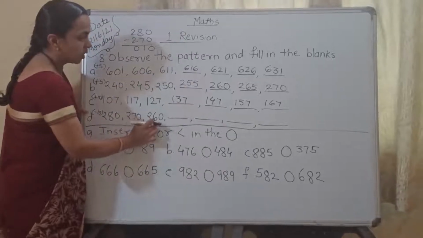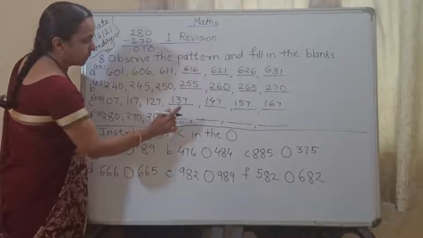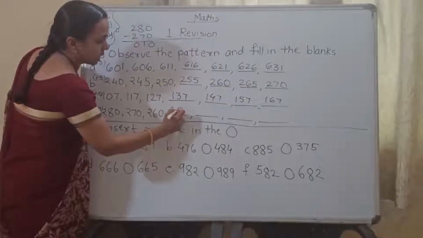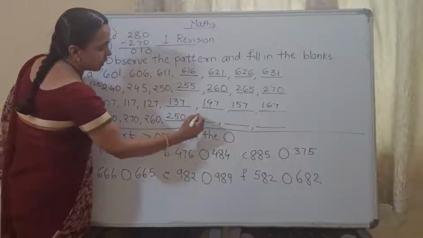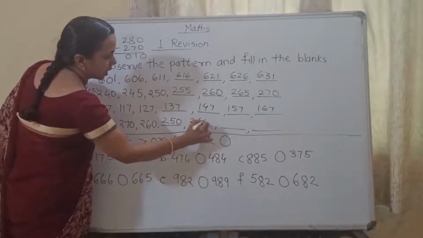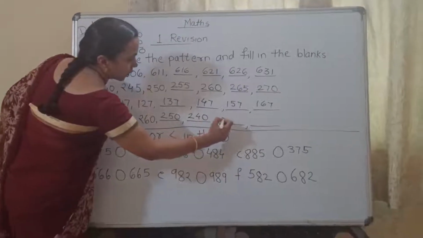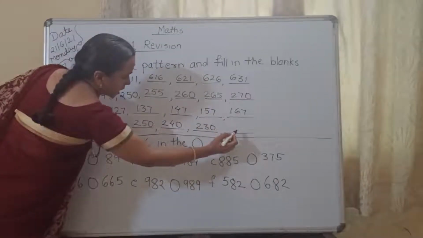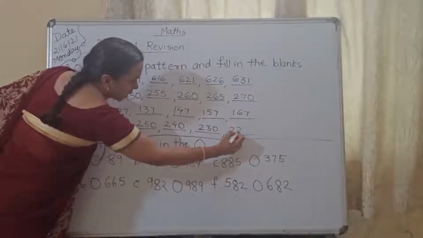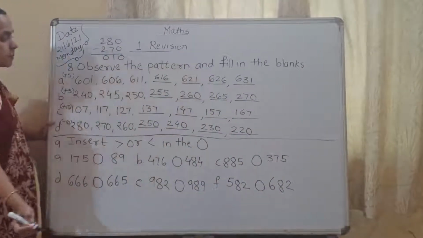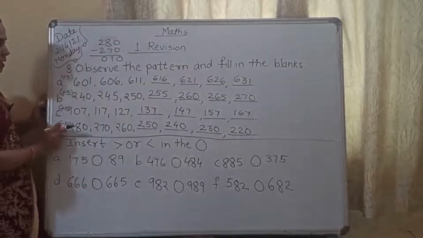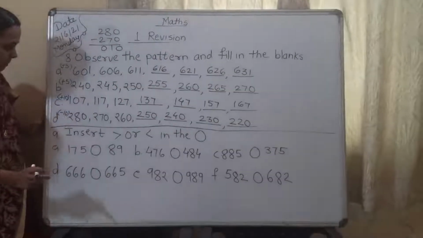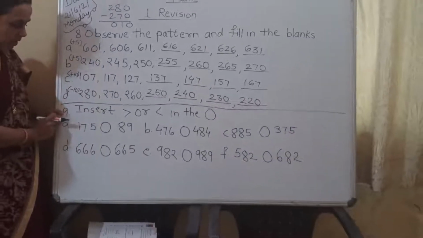Now we have to solve this example. 260 minus 10, 250. 250 minus 10, 240. 240 minus 10, 230. 230 minus 10, 220. So in this way, this series was minus 10. Okay. Now see ninth question.